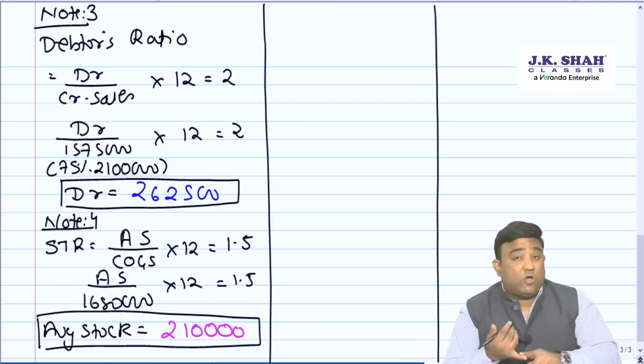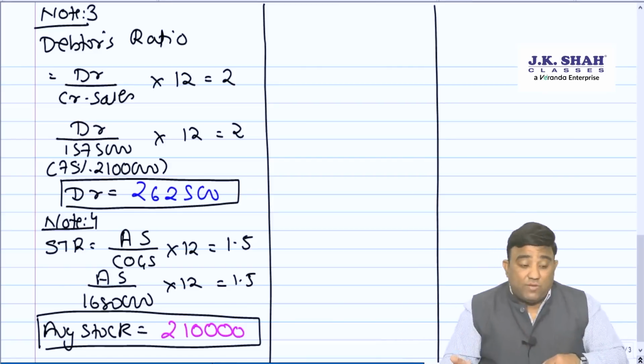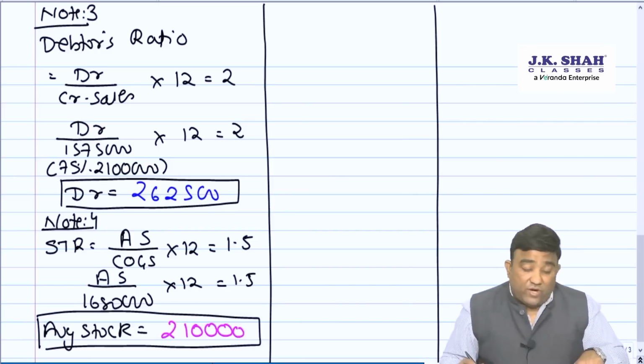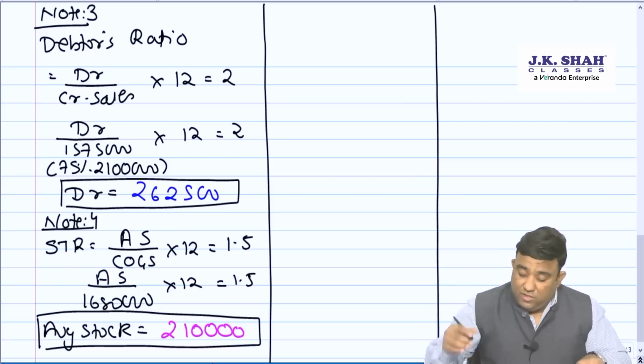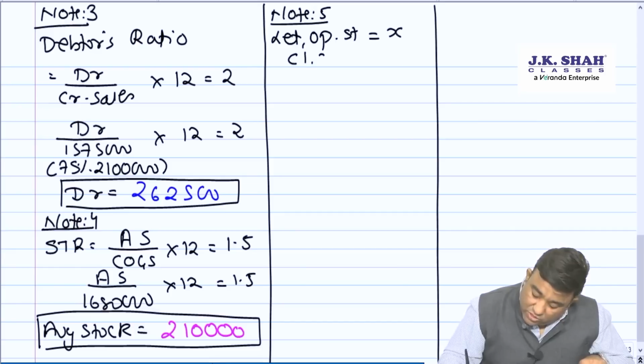Now, is average stock your opening stock? No. Is it your closing stock? No. It's the average of opening and closing both. And we have been given some information that closing stock is 40,000 more than opening stock. So student, note number 5. I would say let opening stock equal X. So closing stock will be X plus 40,000.